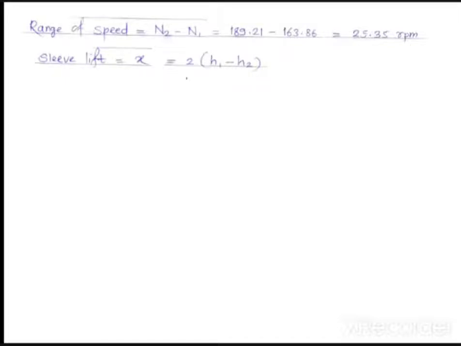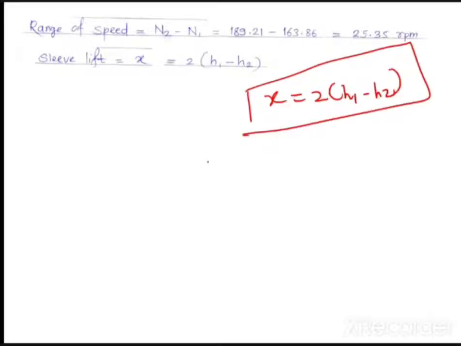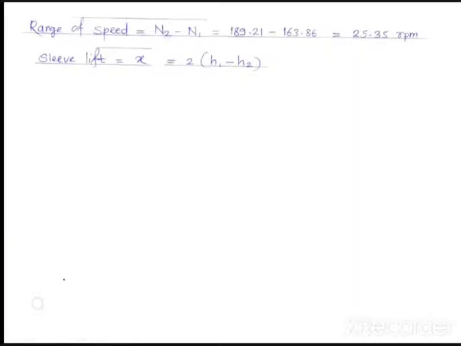So from the derivation we got the sleeve lift formula. You have to remember this formula for a Porter governor. Sleeve lift x is equal to twice into h1 minus h2. So remember this formula directly. What is the formula for sleeve lift? x is equal to twice into h1 minus h2. So this is what I got after the derivation. So we have got the sleeve lift. What is the sleeve lift total? 0.1 meter. Now governor effort.